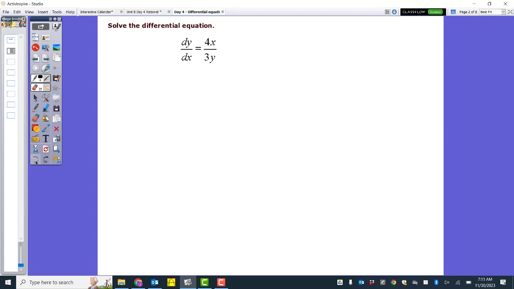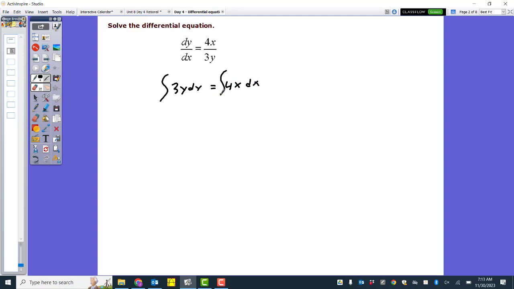The idea here is we want to get the y on the same side as dy, and we need the x on the same side as dx. So the easiest way to do that is cross multiply here. So we say 3y dy equals 4x dx. And now we're treating each side as its own integral.